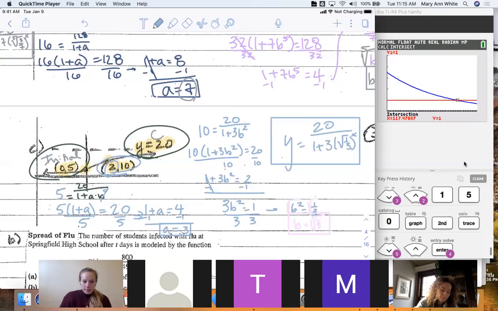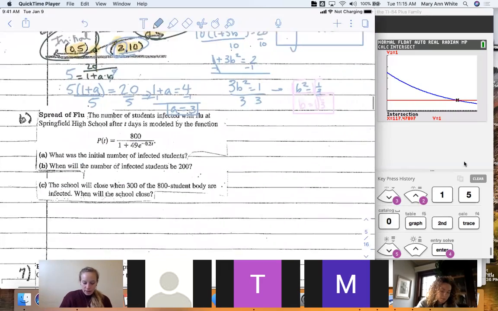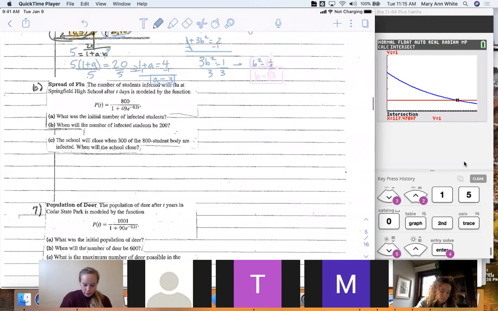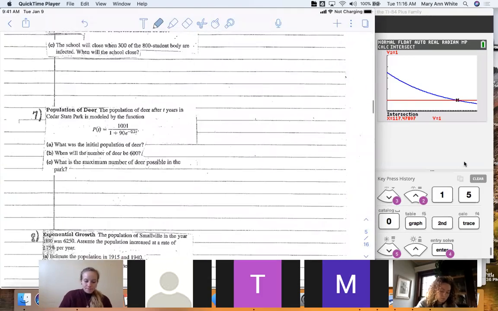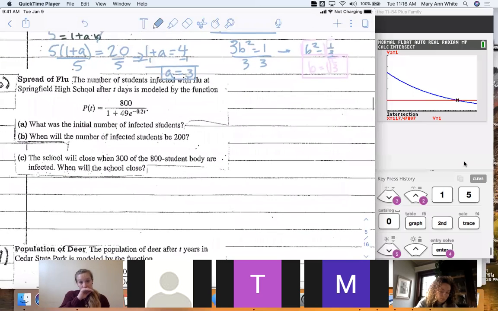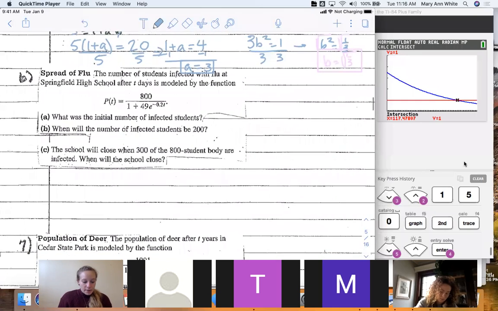Okay. The next 2 problems actually give us the equation, so that's going to be helpful. And then the 3 after that, we're going to have to write the equations. There's some plug-in in here, and then there's also some graphing. So that's why I've got my calculator up on the side. Number 6 is talking about the spread of flu.